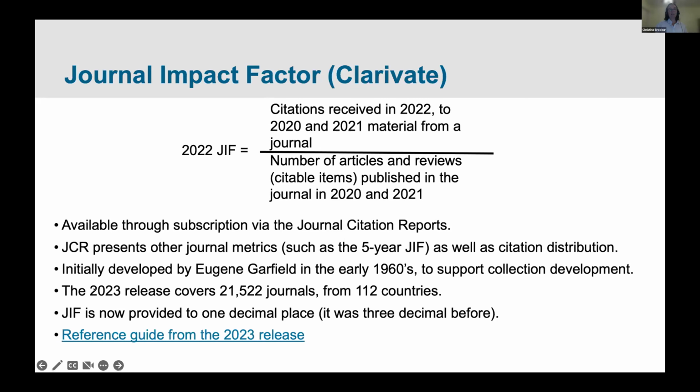The 2023 release, which was released probably in June, was for the 2022 JIF. So it's always about six months later. The information is all in the database, and according to that guide, it covers 21,522 journals from 112 countries. And it's now provided to one decimal place. It used to be three decimal places.